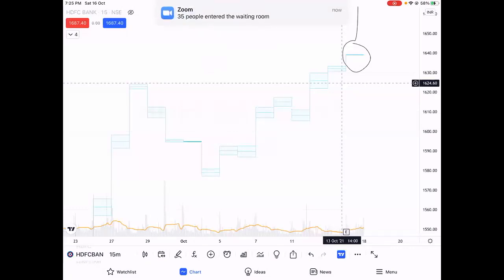Because if the closing is far from the open, definitely it has to be a wide CPR, correct? But if the close is somewhere near to the opening price of the CPR, definitely it would say that it has a particular range for the next day, right?